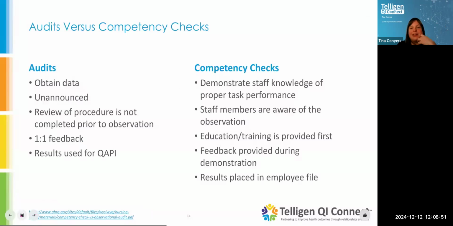Okay, this is a slide I really like because it just drills down to what differentiates audits from competency checks. A competency check, again, is just simply verifying existing competency. So for audits are obtaining data on real task performance and process gaps. The data is then used to drive your improvement activities, right, through QAPI. They're unannounced. Staff are never going to be aware that an audit or an observation is occurring.